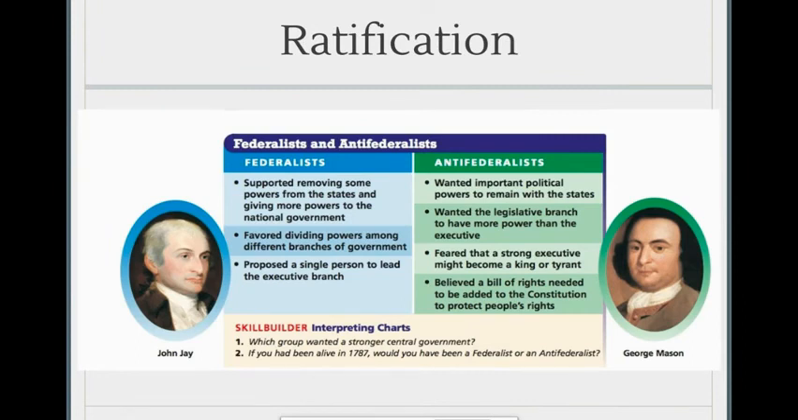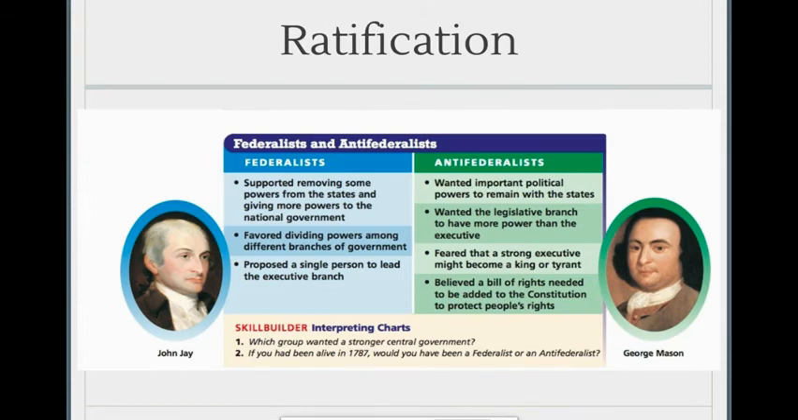All right. Now, when this all comes to light, remember, to make changes to the Articles of Confederation, they needed unanimous approval, and they don't have it. They just made a whole new government. Okay, we're going to have a divide in the country. We're going to have Federalists, and we're going to have Anti-Federalists.